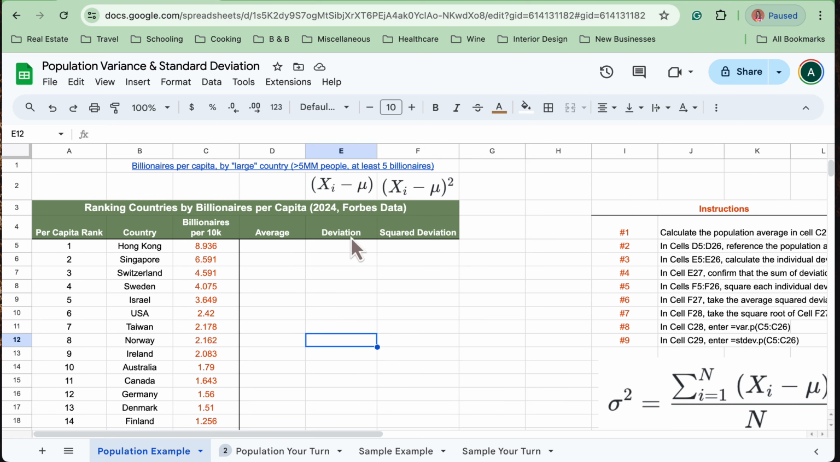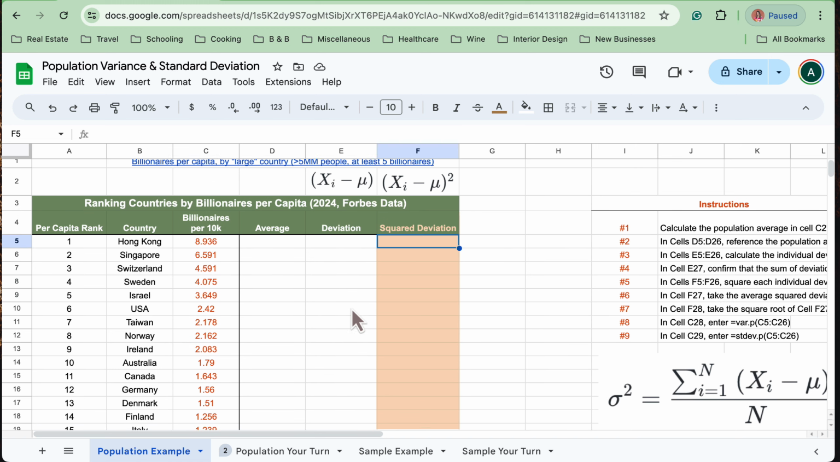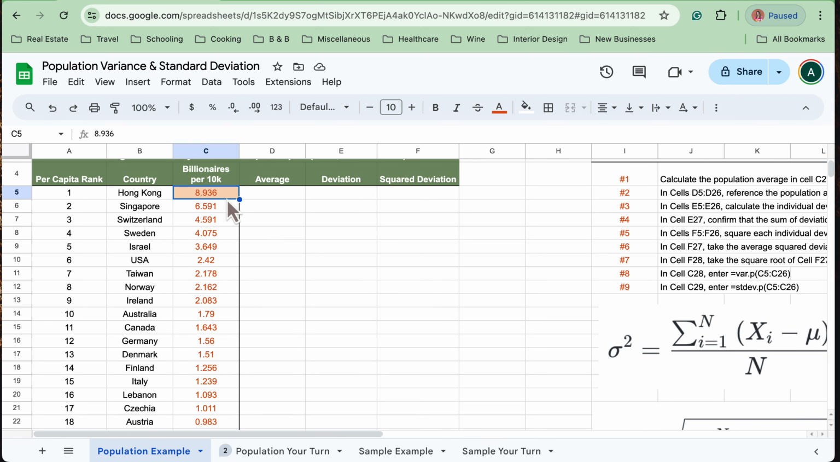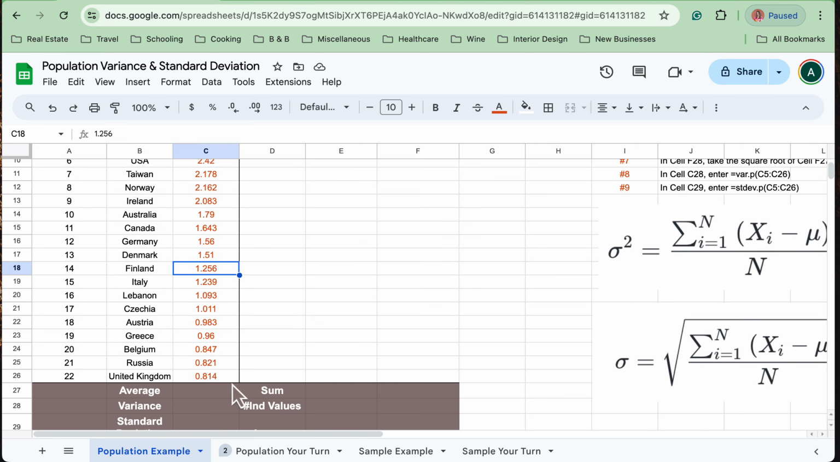So let's take a look more carefully. We're going to have a deviation column and a squared deviation column coming up. And we have the number of billionaires per 10,000. So Hong Kong is number one, at least in April of 2024, and that's 8.936 billionaires per 10,000. USA comes in at 2.42, for instance. Finland comes in at 1.256. You get the idea.